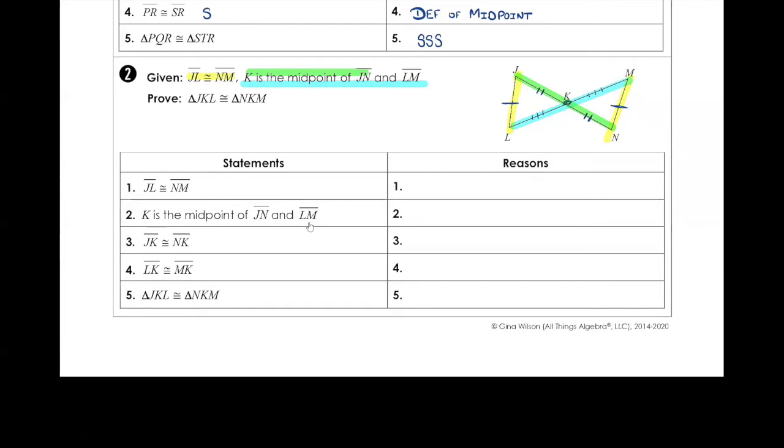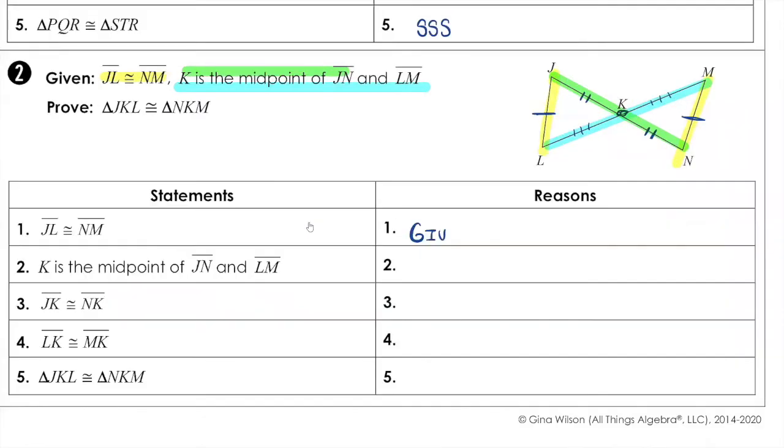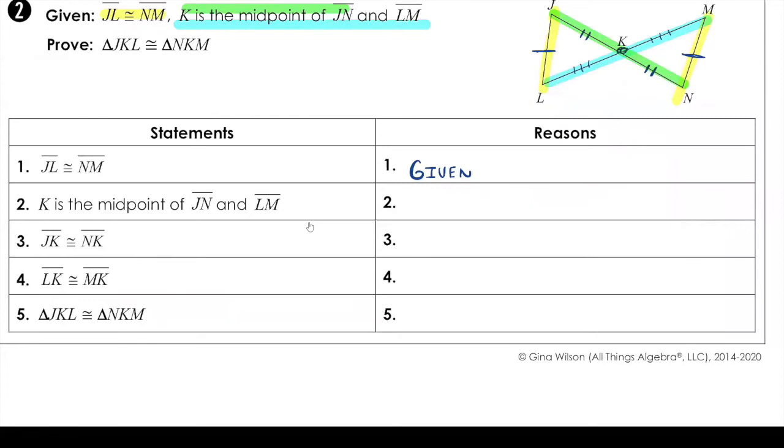So let's go. JL is congruent to NM. How do we know? They told us. K is the midpoint of JN and LM. How do we know? They told us.